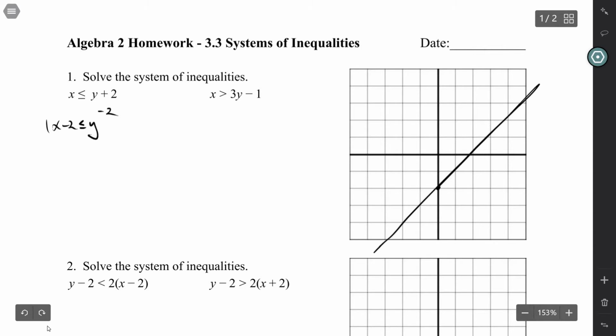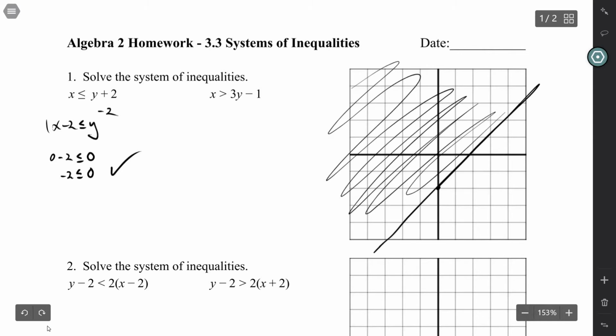Something that looks pretty close to that. And let's pick a side. Let's do 0, 0. So we would have 0 minus 2 is less than or equal to 0. Well, that would check out. Negative 2 is less than or equal to 0, so that would check. So we'd shade in this direction.